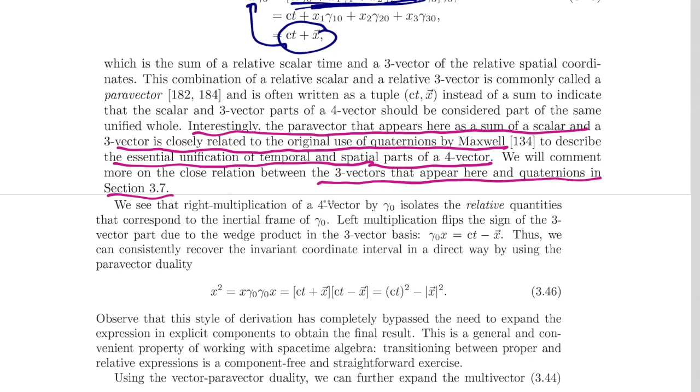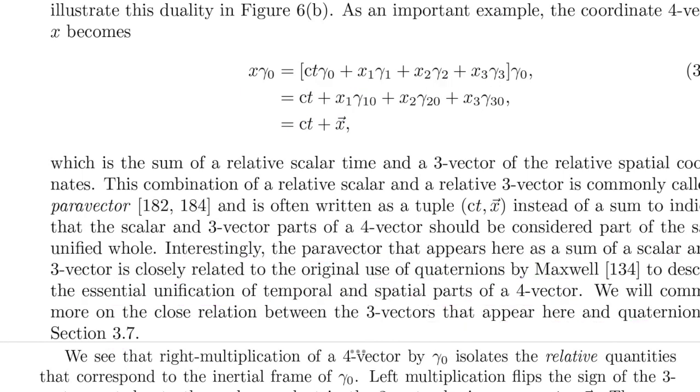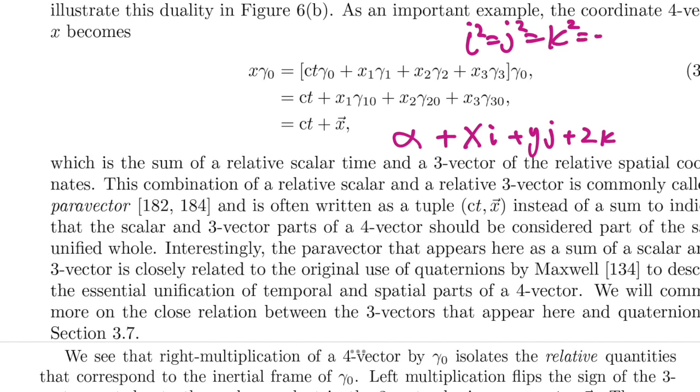But why is this closely related to quaternions? Well, what they're saying is that quaternions have the structure of a scalar part plus xi plus yj plus zk, something like that, where we know that i squared equals j squared equals k squared equals -1. So there are 3 different square roots of -1. And we also know that i, j, and k multiplied together equals -1. And from this, you can generate a whole multiplication table of quaternions.